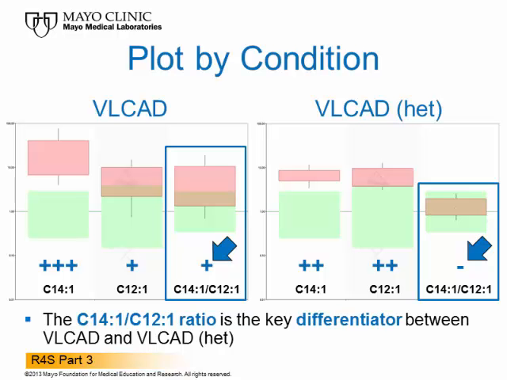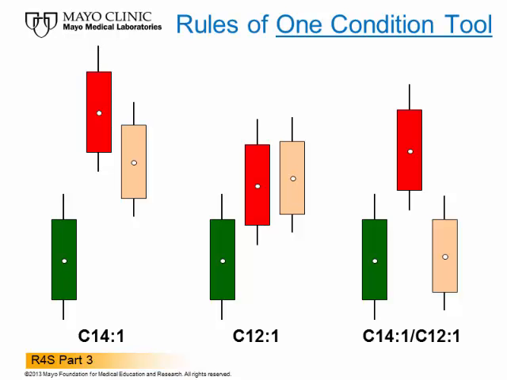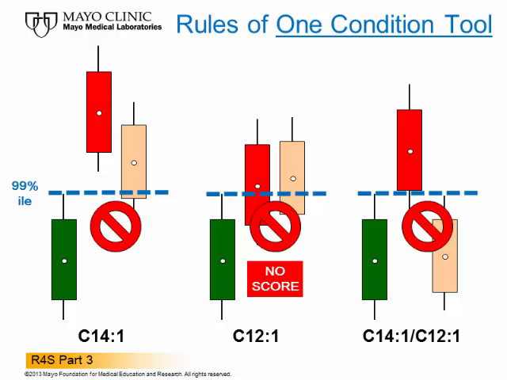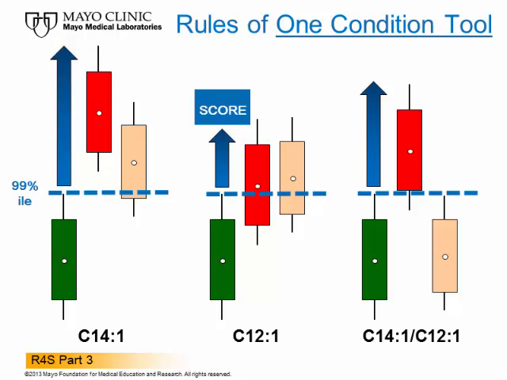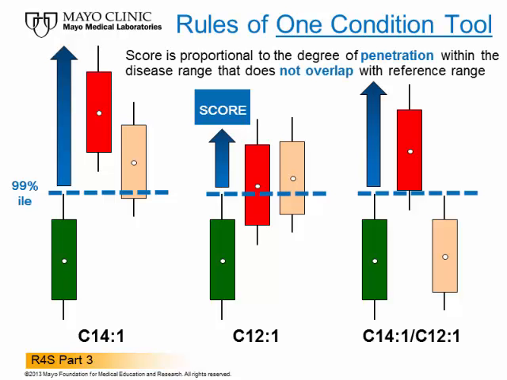To appreciate how the dual scatter plot works to segregate VLCAT and VLCAT carriers, shown here in bright red and orange, respectively, it is useful to first recall the underlying rules of a one-condition tool. In the case of a high marker, results below the upper limit of a reference range do not contribute to the score. On the other hand, any result above the 99th percentile of a respective reference range generates a score that is proportional to the degree of penetration within the disease range that does not overlap with a reference range.